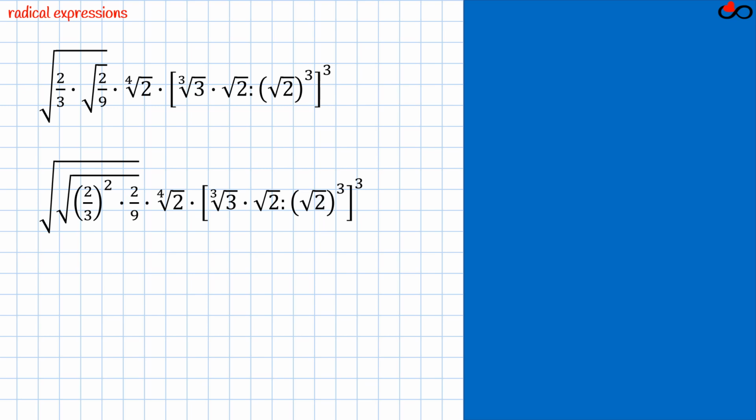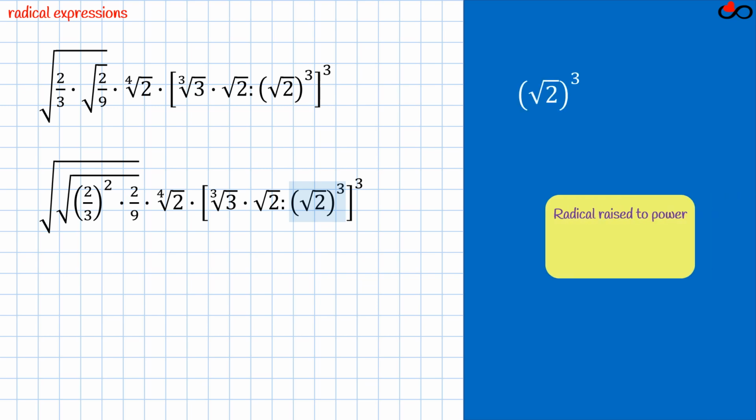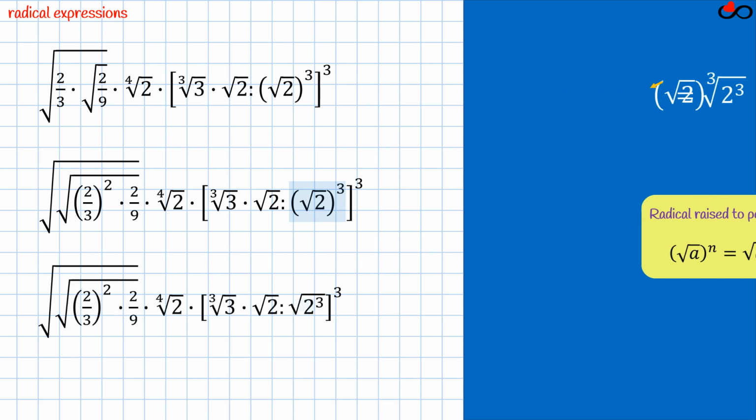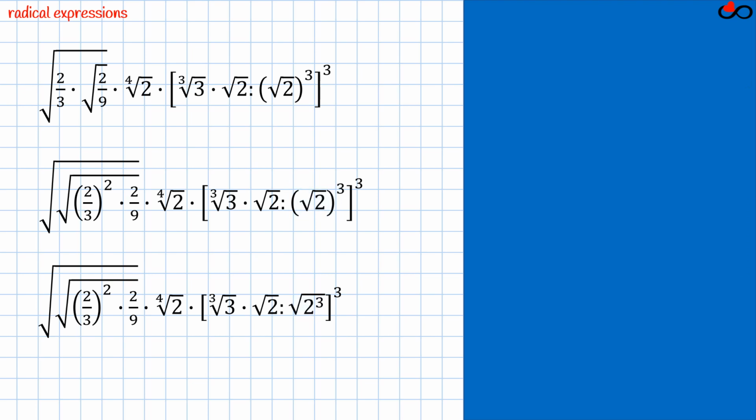Now, we consider the last radical in the square brackets. The rule to calculate a radical raised to a power is, we can move the power 3 to inside the radical to have the argument to the third power. We update the main expression by replacing the last radical inside the square brackets with its simplified form.